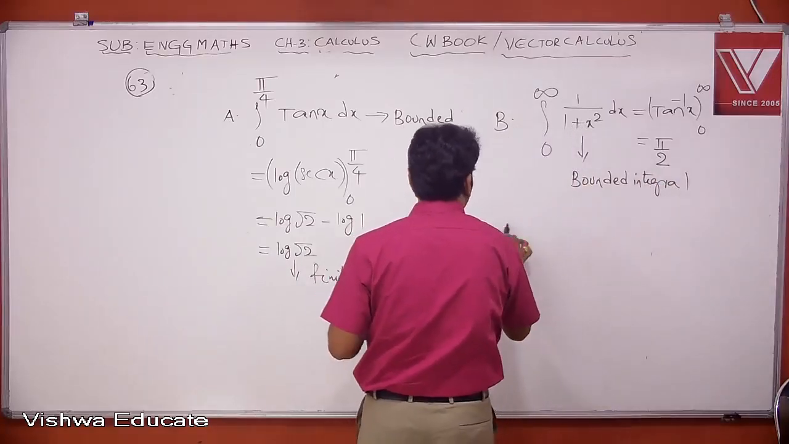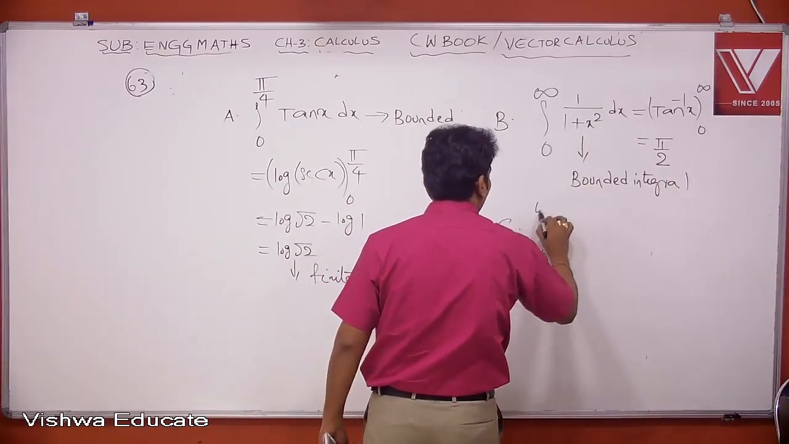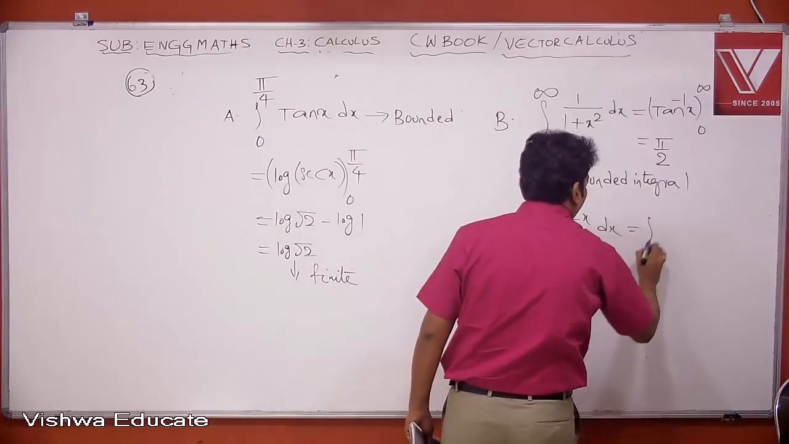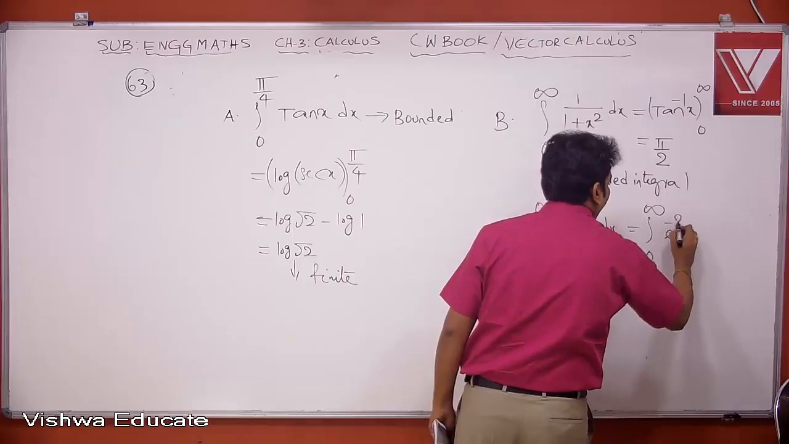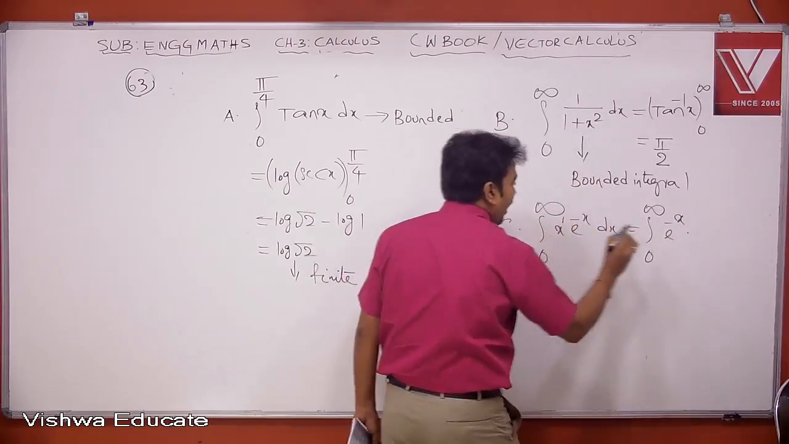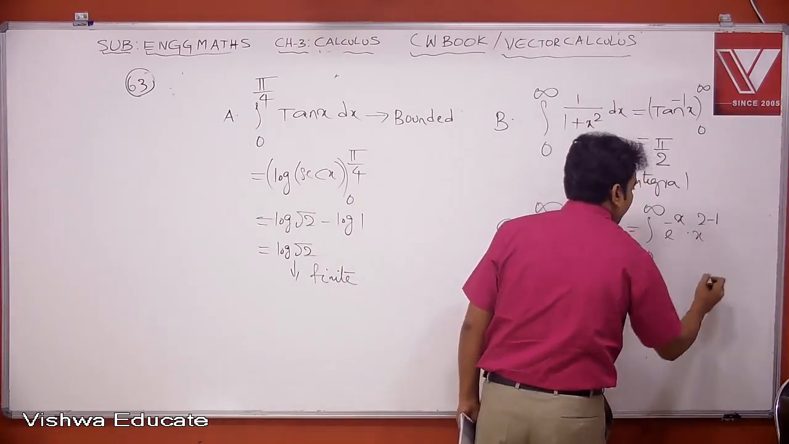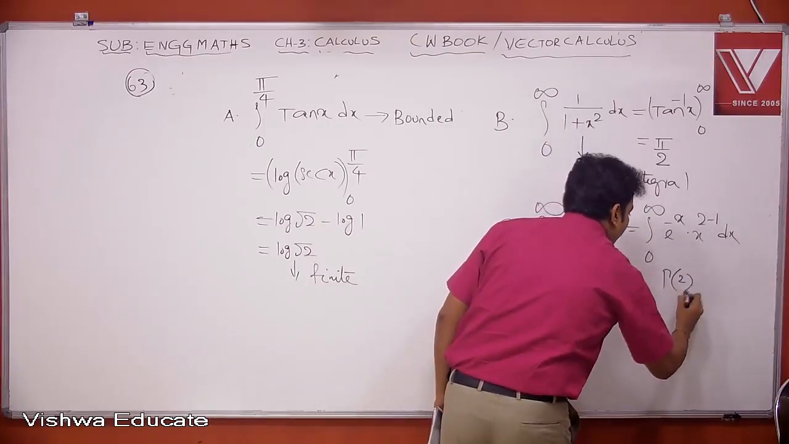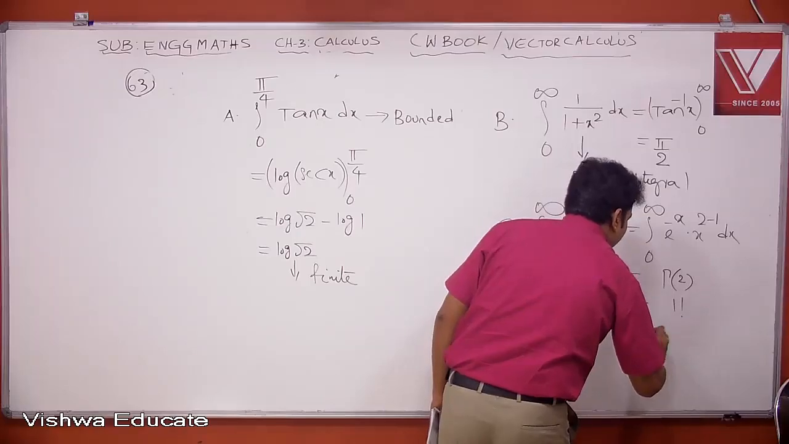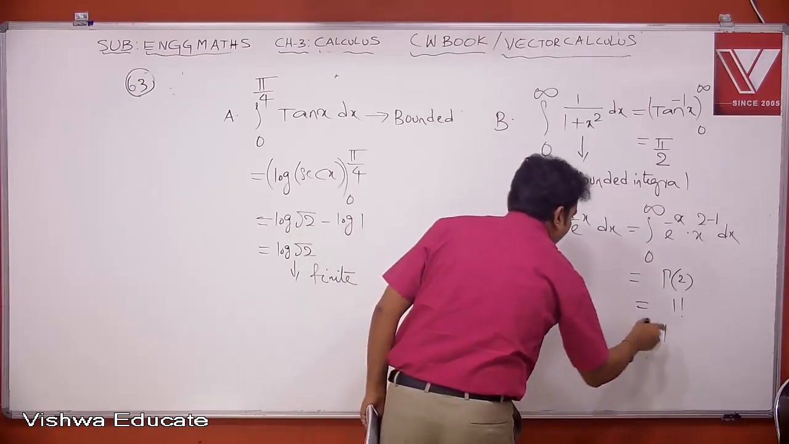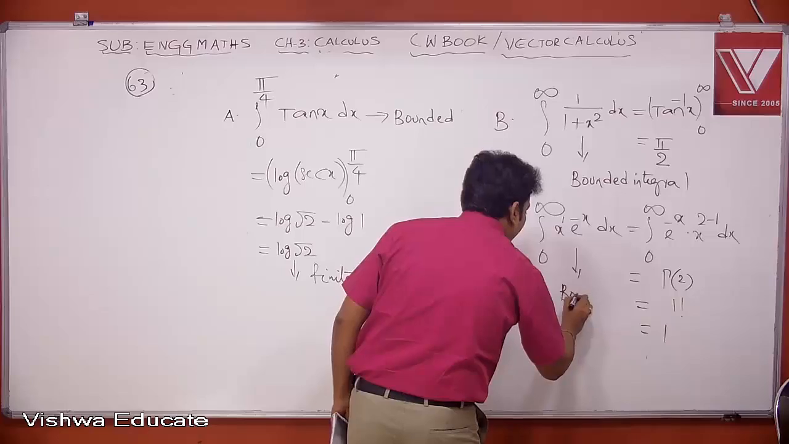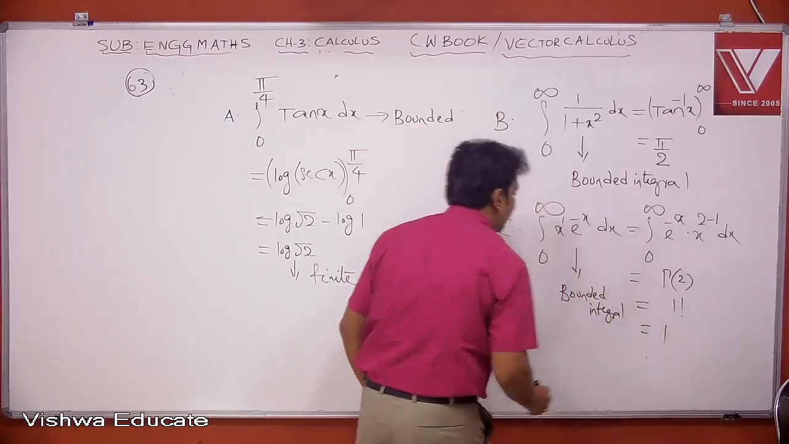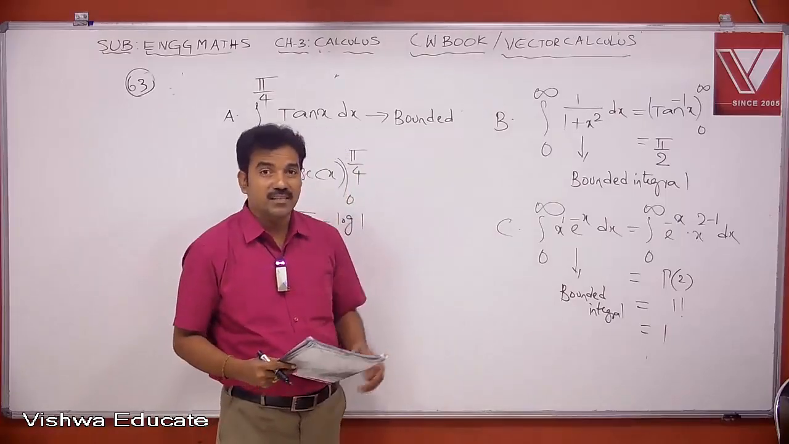When you look at option C, this is integral 0 to infinity x into e power minus x dx. This is integral 0 to infinity e power minus x into x power 1, which I can write as x power 2 minus 1, dx. Now this is a gamma function, gamma of 2. Gamma of 2 is 1 factorial, so this is 1. So this integral is also a finite value, so this is again a bounded integral. Therefore, the first three options are bounded integrals. Therefore, ultimately option D is unbounded.